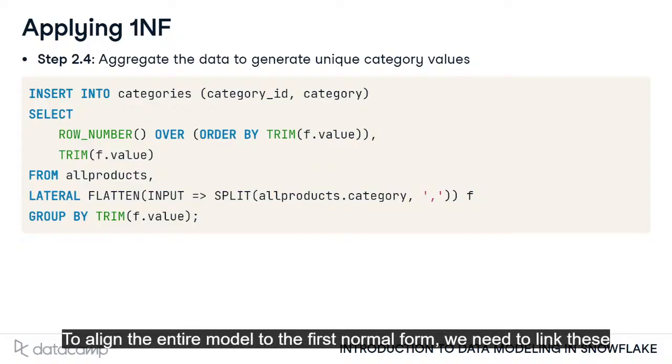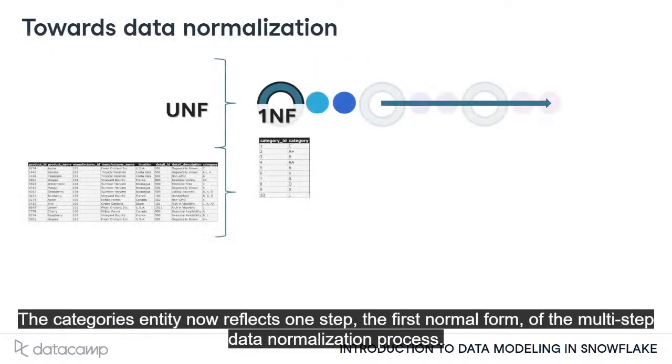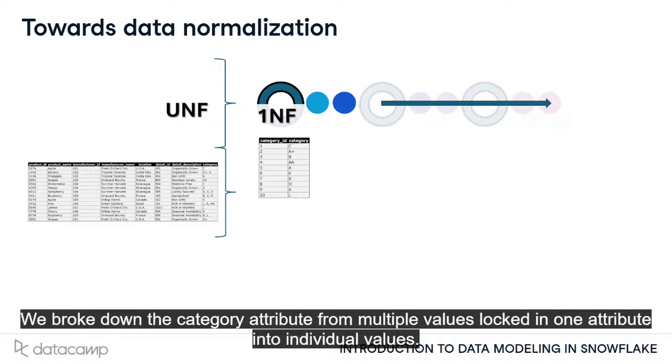To align the entire model to the first normal form, we need to link these categories back to the all products entity, creating a relationship between them. The categories entity now reflects one step, the first normal form, of the multi-step data normalization process. We broke down the category attribute from multiple values locked in one attribute into individual values.